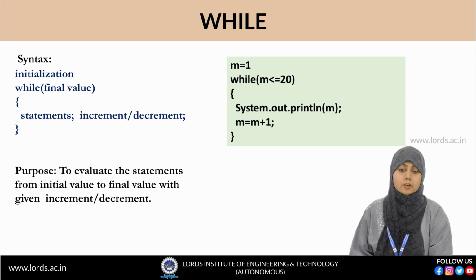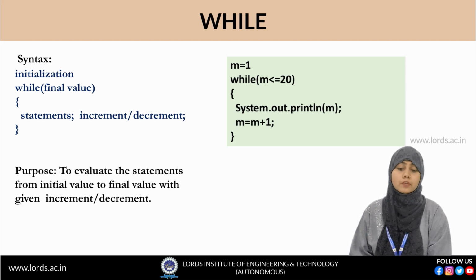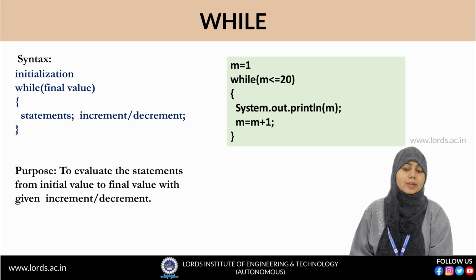When it starts, 1 less than or equals to 20 is true, so the loop will print the value of m, and then the new value of m will become 2. 2 less than or equals to 20 is also true. So on, until the value of m becomes 20. 20 less than or equals to 20, yes, true. Then the m value of 20 would be printed, but it will be incremented again, and the value of m will become 21. Now 21 less than or equals to 20 is false, so this loop will terminate.